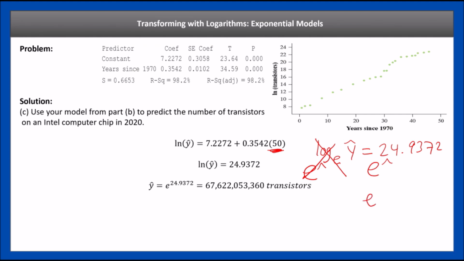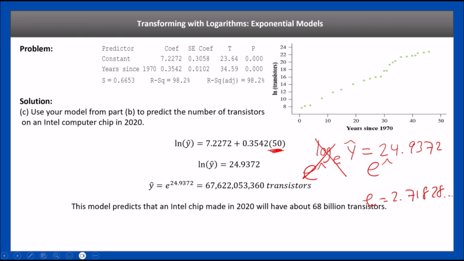Remember, e is the number 2.71828... It's a number kind of like pi that goes on forever. It's the number for growth. So it usually appears in exponential models related to growth, like compound interest, things like that. So here we go. We get a lot of transistors here, 67.6 billion transistors, in 2020. That's the predicted amount. All right. This model predicts that an Intel chip made in 2020 will have about 68 billion transistors.